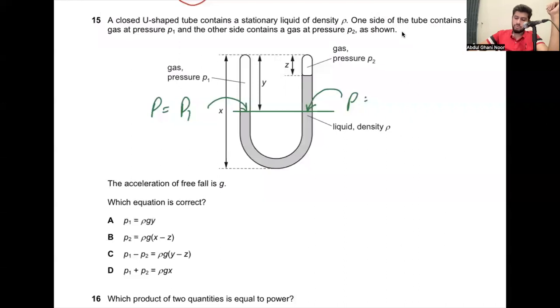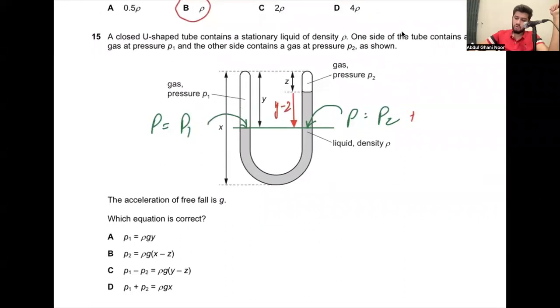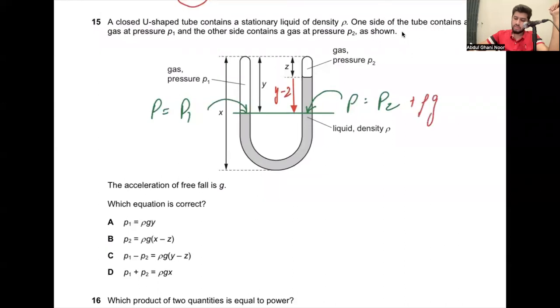P is equal to P2. P2 is the pressure due to this gas plus this height of liquid. What is this height of liquid? Can anybody tell me? What height of liquid is this? Y minus Z. Perfect. So P2 plus rho g (Y minus Z).